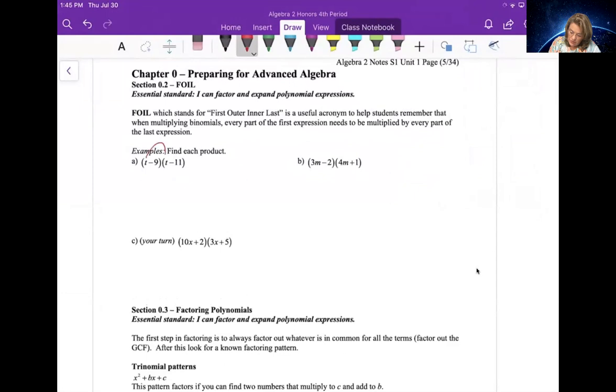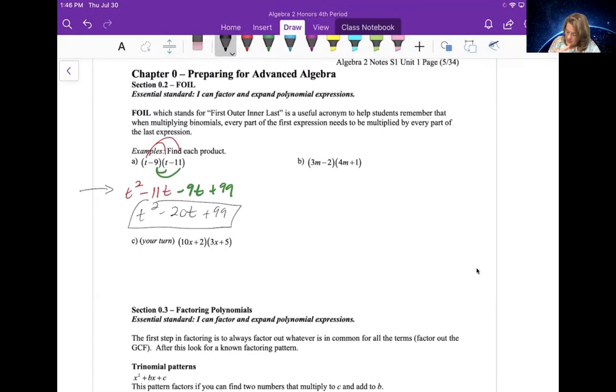I don't use exactly that, but it's something similar. I take the first term and multiply it times both, and then I take the second term and multiply it times both. If I do that, I get t squared minus 11t, and on the other side, I get negative 9t plus 99. Once I finish that, I need to add like terms because I'm not done yet. I get an answer of t squared minus 20t plus 99, okay? This is not your answer. That would not be considered the most simplified form, so please make sure to remember to add like terms.